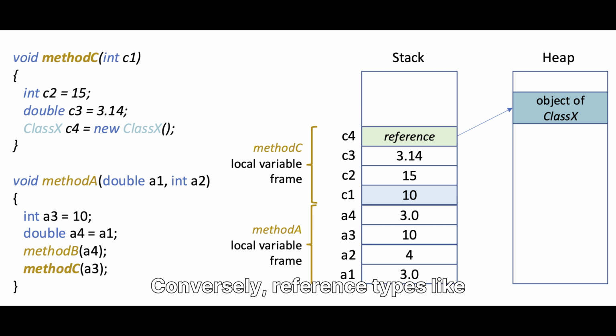Conversely, reference types like class objects, arrays, and strings are stored on the heap. When you create an instance of a reference type, the actual data for that object is allocated on the heap. This allows these objects to persist beyond the scope of the method in which they were created.